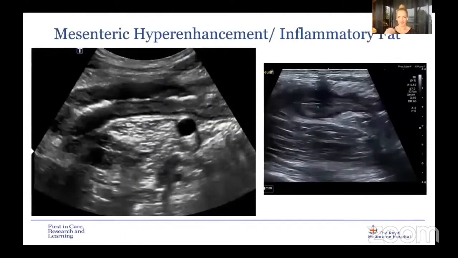And then mesenteric hyperenhancement. This is sort of a sign of the fat hypertrophy we see on surgical specimens. And you see how that's all very white in this area here. And that's what we're looking for. And you see here that's quite hyperechoic, which again is a sign of inflammation.